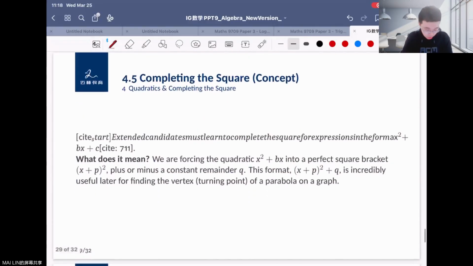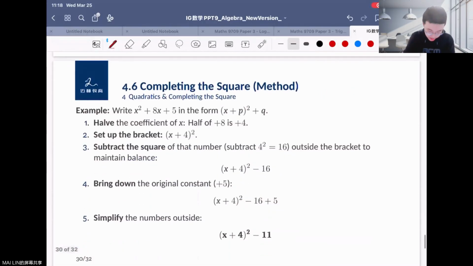So what is the hardest part today is completing the squares. How can we complete the squares? First we have ax squared plus bx plus c. Then you try to turn this into x plus p squared plus q. This is our final goal. So how can we do this? I'll give you an example.